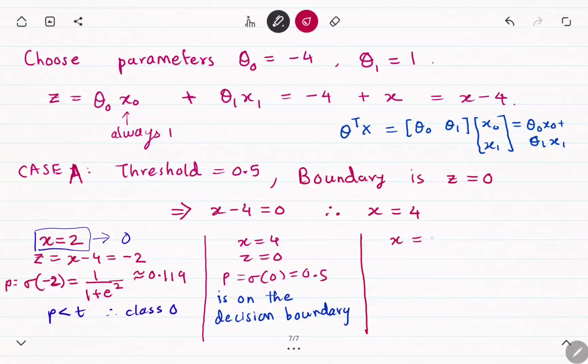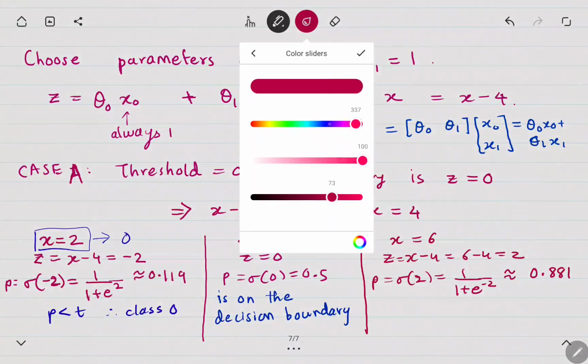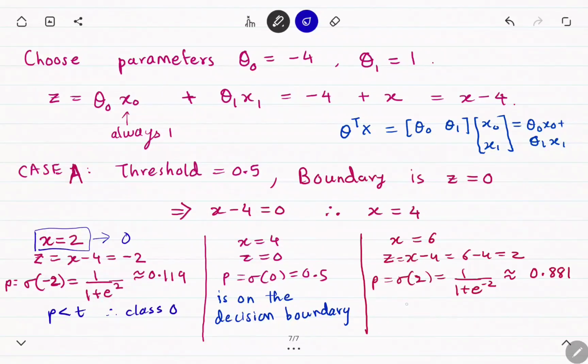Let's consider the third point, x equal to 6. If x equal to 6, then z is equal to x minus 4, which is 2. So p is equal to sigmoid of 2, which is 1 upon 1 plus e raised to minus 2. It is approximately 0.881. This is above 0.5. So therefore, we'll classify it as class 1.